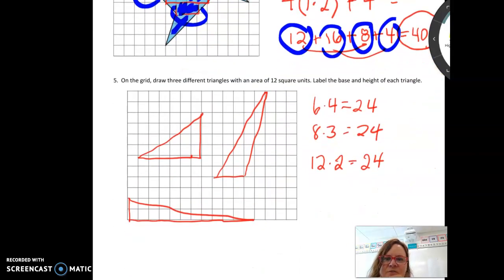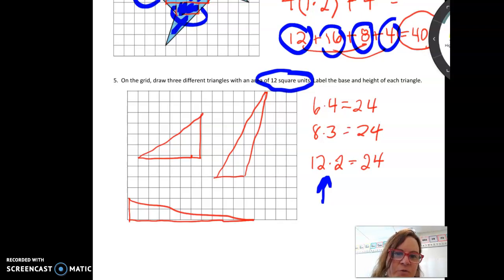And then on number 5, we had to draw, sorry about my non-straight lines. I'm doing the best I can with my little magic pen here. On the grid, you had to draw 3 different triangles with an area of 12. So when I look at the 12, and I know it has to be an area of 12, and I know it has to be a triangle, then what I think is, oh, then the parallelogram or the rectangle for that triangle has to be double that, 24. So then I thought of all the factor pairs that would equal 24. So 6 times 4 came to mind, 8 times 3 came to mind, 12 times 2 came to mind, and if the grid was bigger, I could even look at 1 by 24.